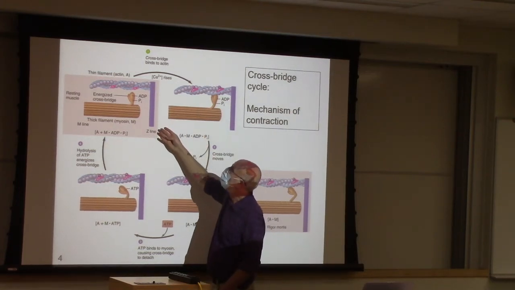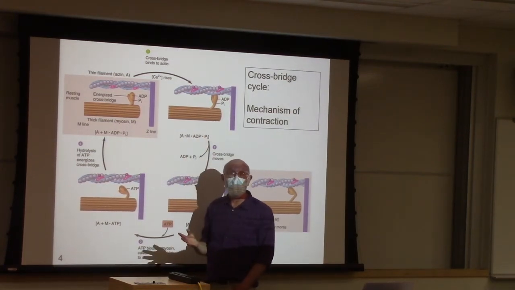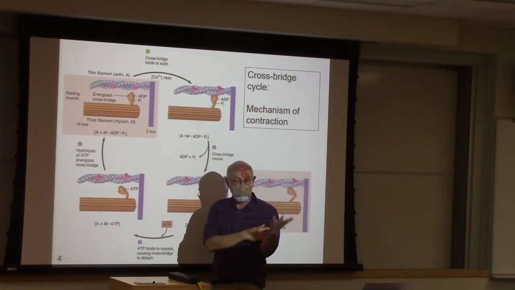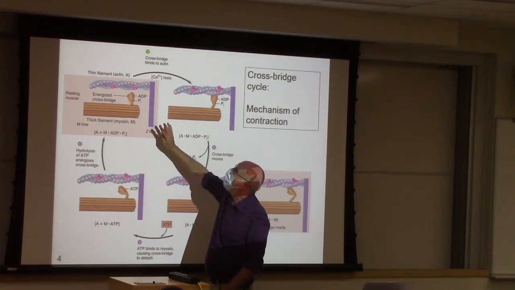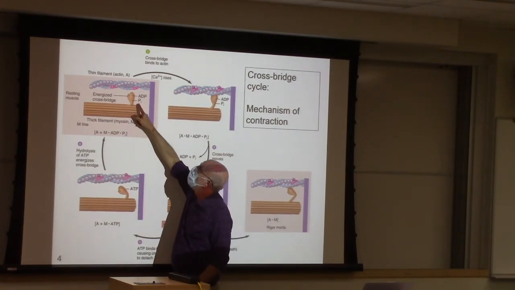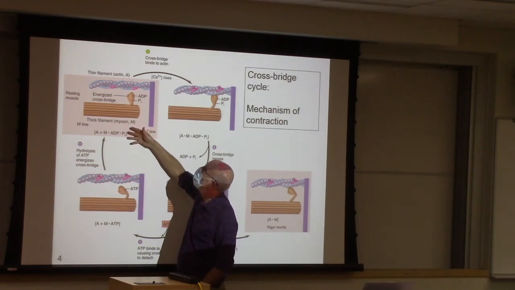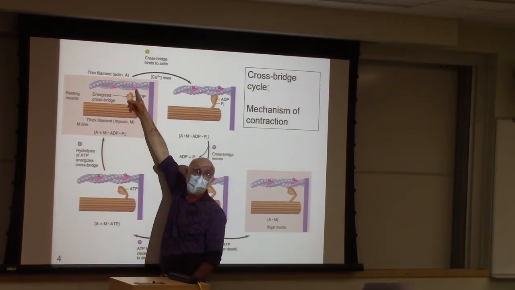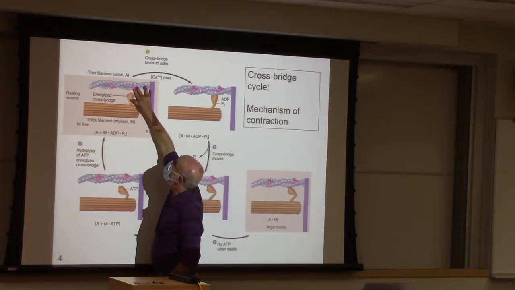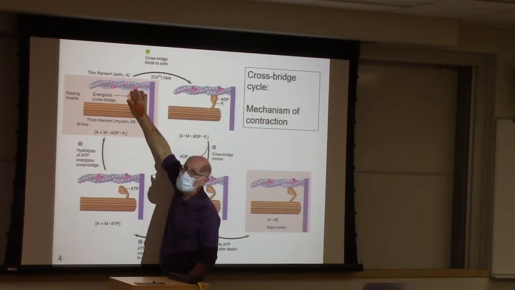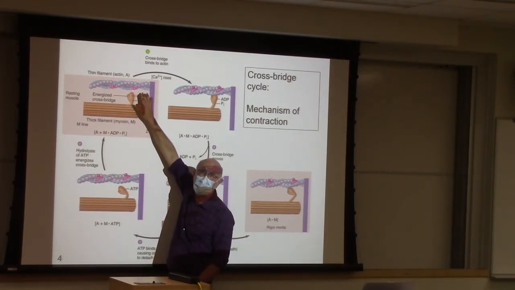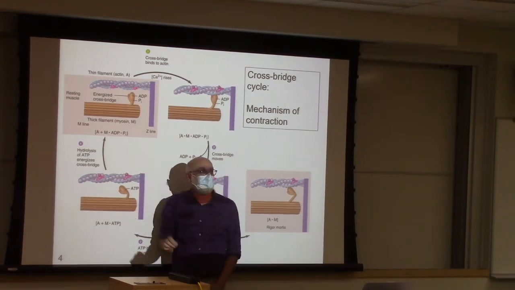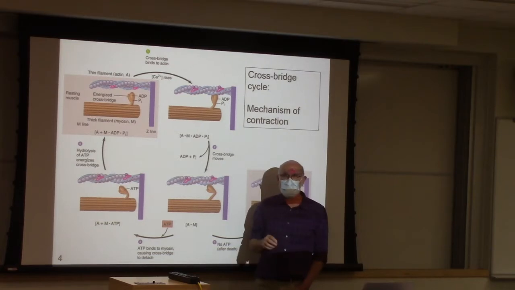At rest, when the muscle is relaxed, it can be stretched. Heart can be stretched, skeletal muscle can be stretched. When at rest, the calcium is low. Calcium is not bound to troponin, and so the troponin and tropomyosin of the thin filament prevent the myosin from interacting with the actin. Let me say that again, because that is the key.